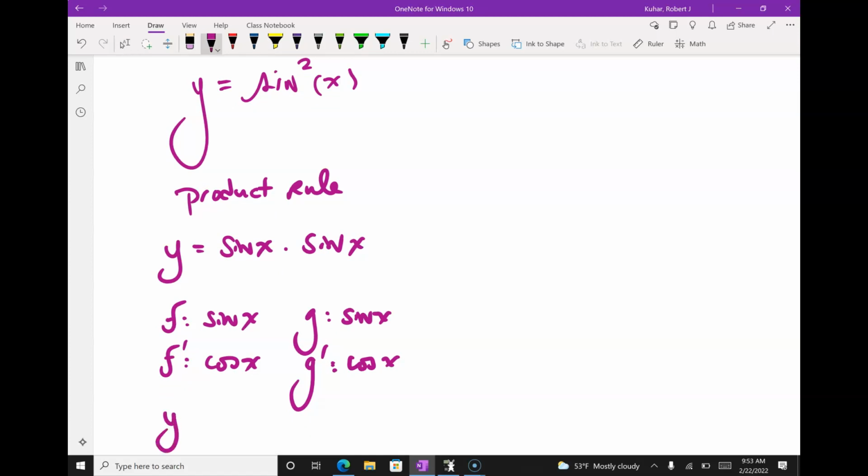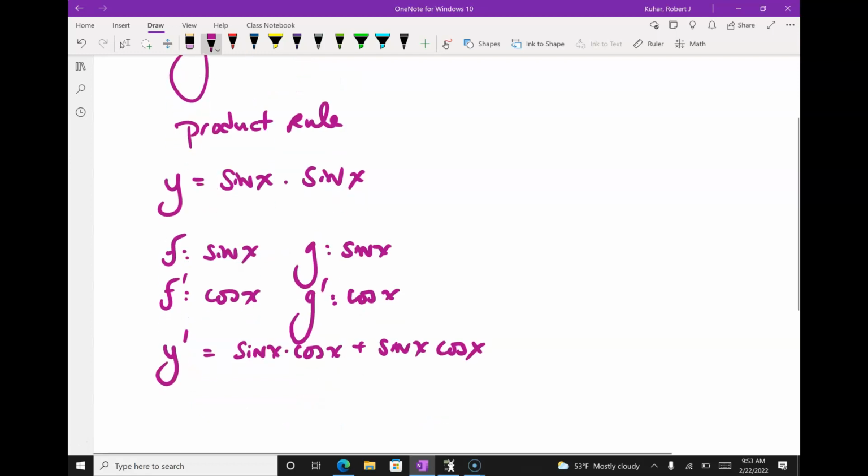So what do I get for y prime? I get sine x cos of x plus another sine x cos of x, which is two of them, 2 sine x cos of x, which is sine 2x. Hey, nice. This particular derivative is on every one of my midterms.